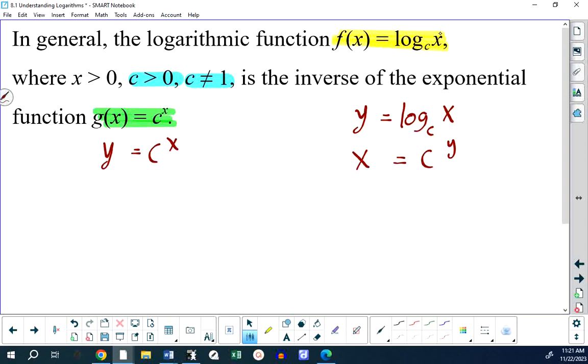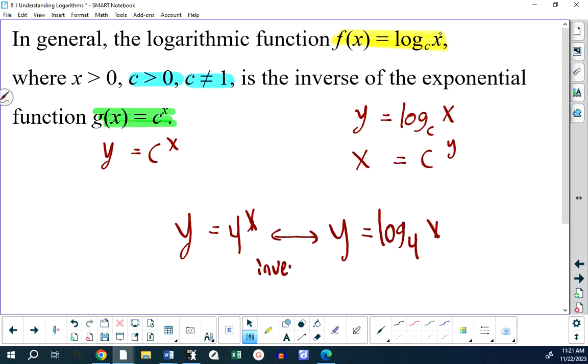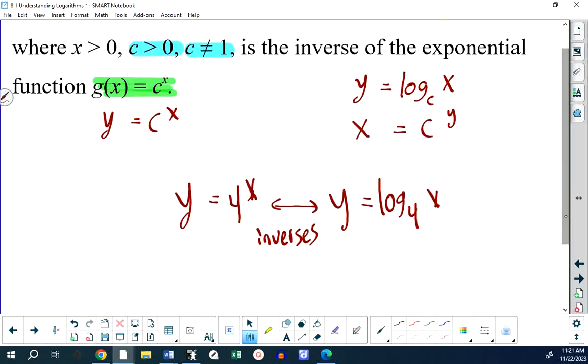So what am I telling you? I am telling you that y equals 4 to the x and y equals the base 4 logarithm of x are inverses. But I've also told you that y equals 4 to the x is the same as writing x equals, I'm also telling you that y equals log base 4 of x is the same as x is equal to 4 to the y. These are just different ways of saying the same thing, which is the inverse of y equals 4 to the x.